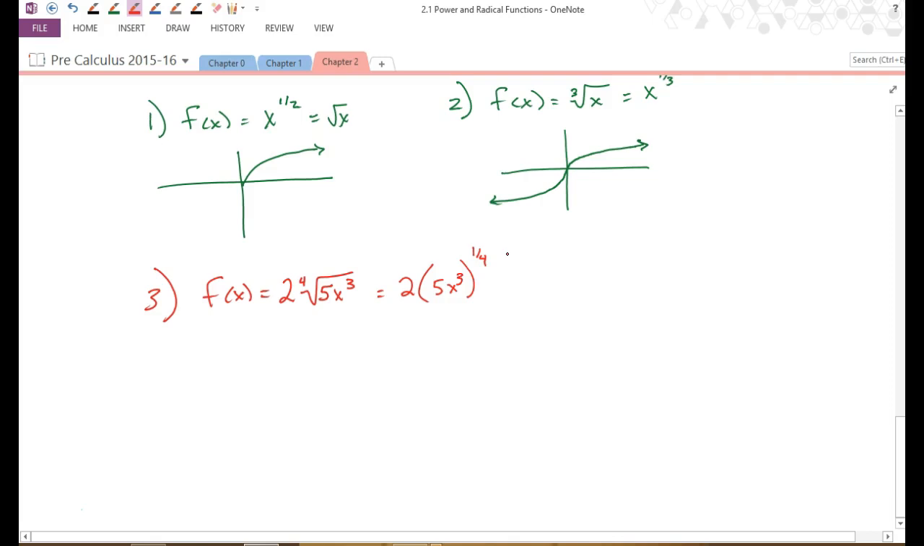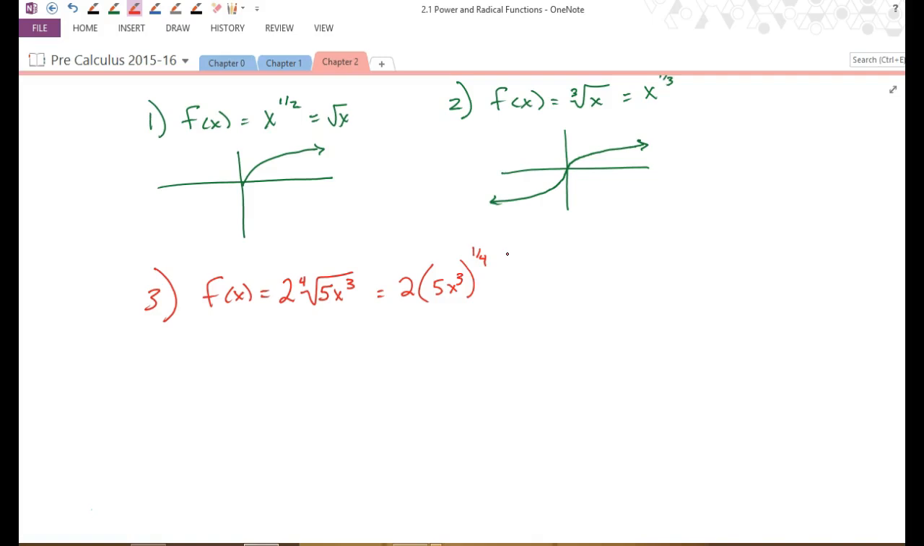So notice that because the 5 is under there 2, that it is to the 1/4 technically. The x is the only one that has the cubic on it. Okay, so what is this going to look like? So I put everything that's underneath the radical in parentheses, and then since it was to the 4th power, 4th root.